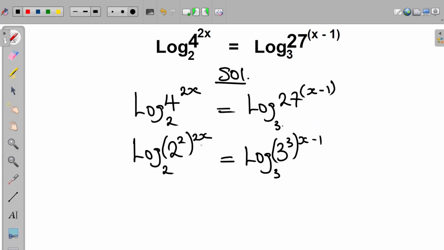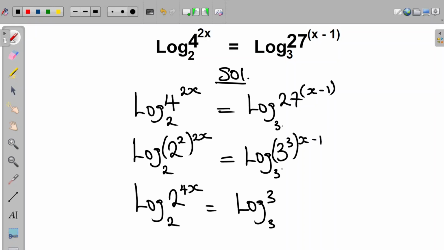Now we can simplify the powers, so we have that log 2 times 2x is 4x in base 2 equal to log 3 in base 3. 3 times x is 3x. 3 times negative 1 is negative 3.